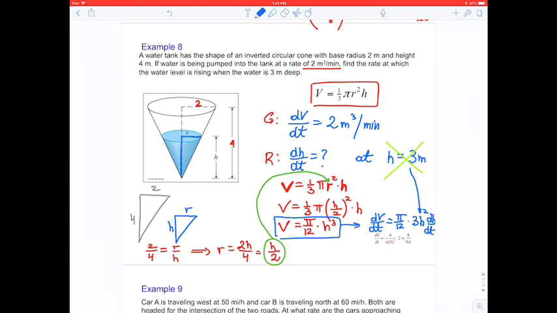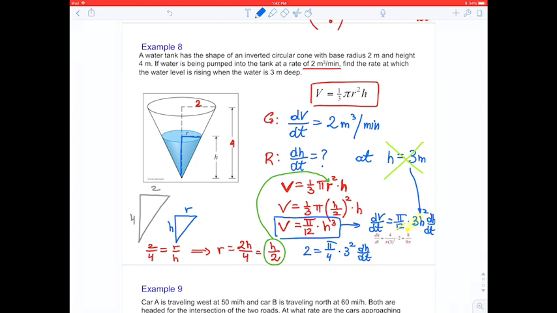Let me do, okay, 2. And then I can simplify a little bit. 3, oh, that's the highlight. 3 and 12, this will be 4 pi over 4 and 3 squared dh dt.